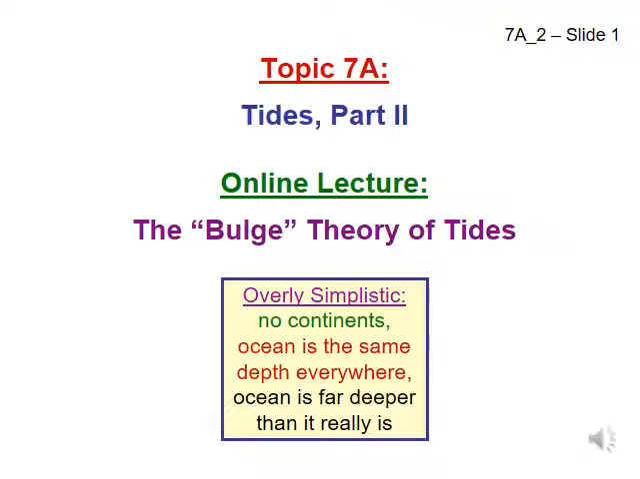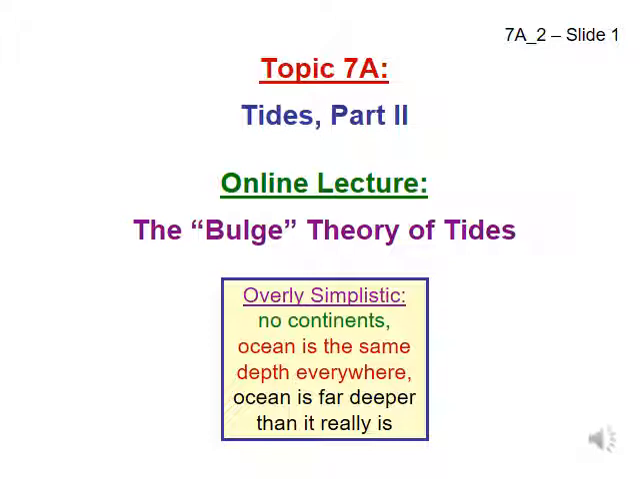Slide 1. Tides, Topic 07A, Part 2, The Bulge Theory of the Tides. The bulge theory of the tides is the simplest, but not the best, theory of the tides. There are several theories of the tides. The bulge theory of the tides is better known as the equilibrium theory of the tides.